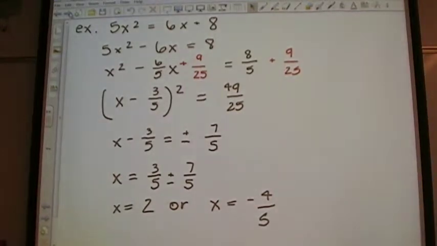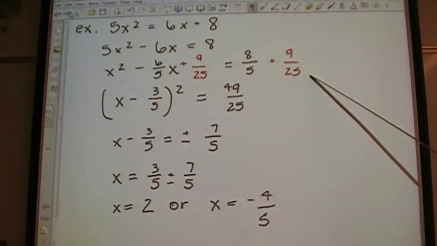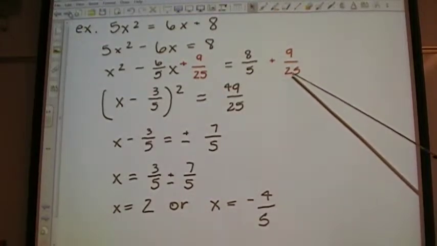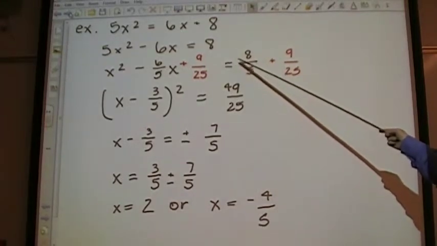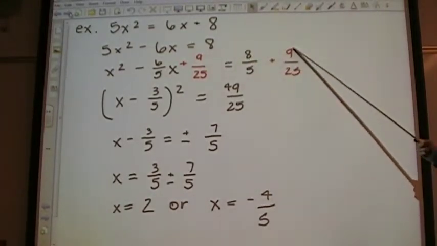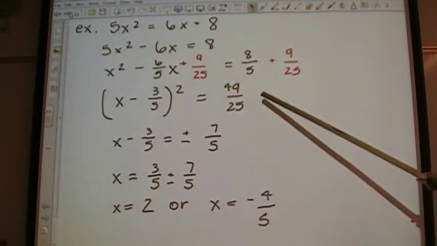Okay? Here, in order to add these two, what do I need? Common denominator, which is 25. So I multiply this by 5 over 5. You get 40 plus 9 is 49/25. So are we good up to here? Sure.